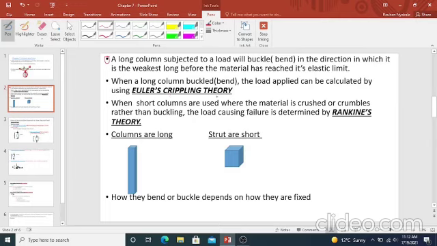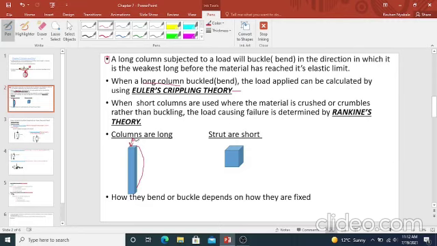When a long column buckles or bends, the load applied can be calculated by using Euler's crippling theory. When the long column buckles, the load applied, the force applied here, can be calculated using the Euler theory. When the force is being applied and the beam buckles or bends, we can calculate this force using the Euler theory.